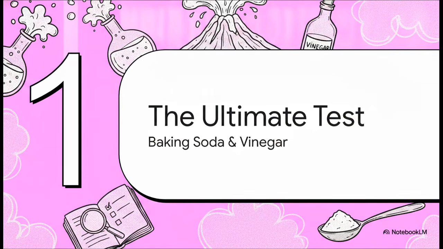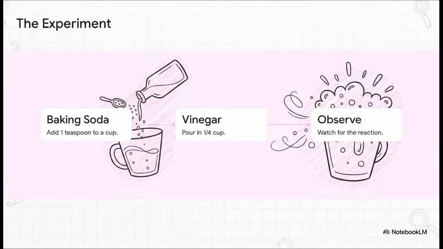All right, let's move to section 1. The ultimate test with baking soda and vinegar. Let's see how our checklist applies to the most classic, nostalgic household experiment of all time. For this test, the steps are wonderfully simple. Take a cup, add 1 single teaspoon of standard baking soda, and then pour in a 1/4 cup of white vinegar. As soon as those 2 super common pantry items touch, I want you to play the chemical detective.